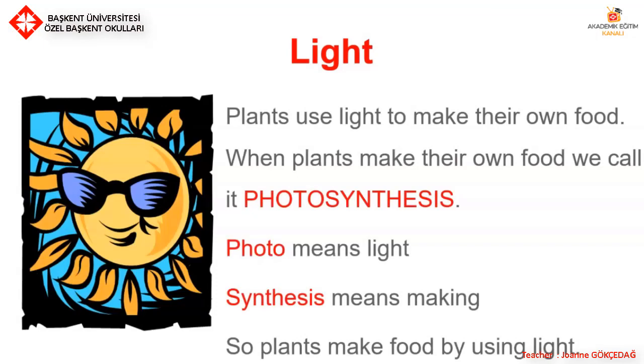Plants use light to make their own food. When plants make their own food, we call it photosynthesis. Now, that's a very long word. What does it mean? Well, photo means light. Synthesis means making. So, of course, plants are making food by using light.